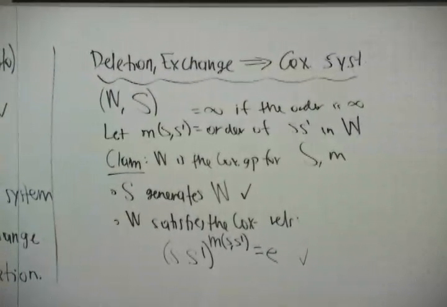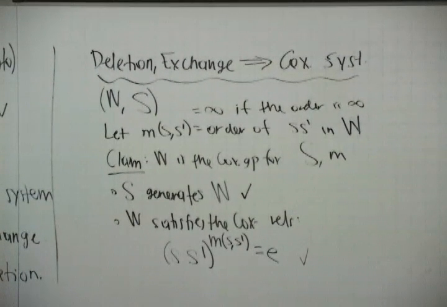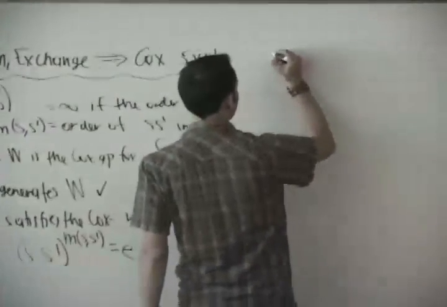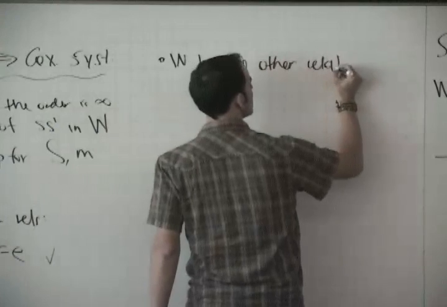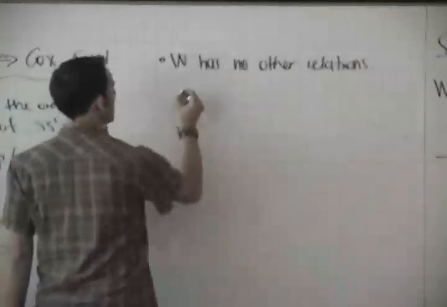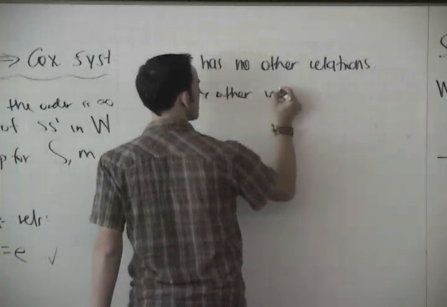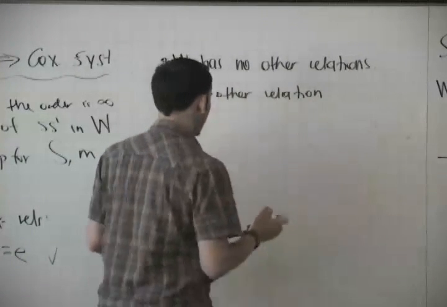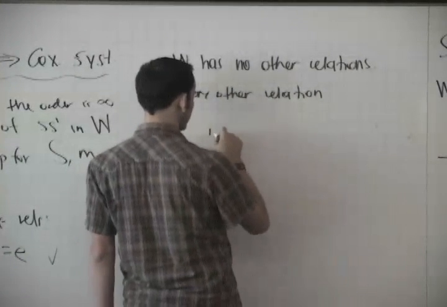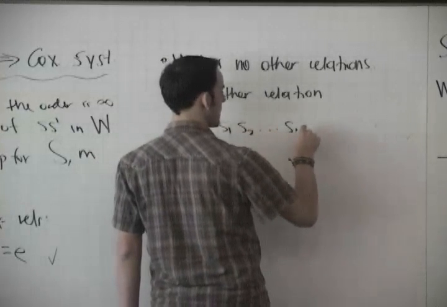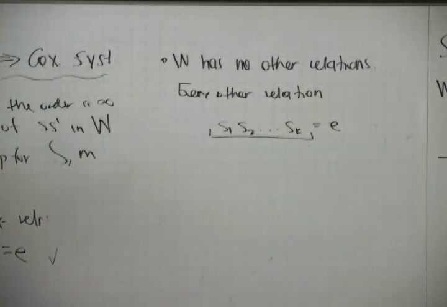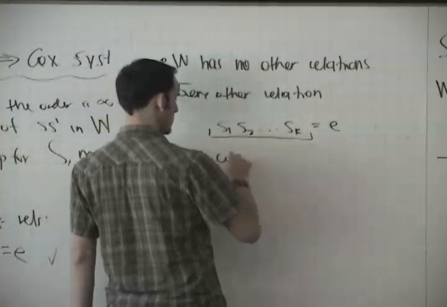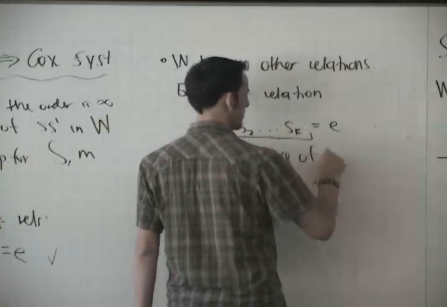And so the tricky thing, as it was the tricky thing in every homework problem, is how do you make sure that this is enough? So that's the third and key step, which is that W has no other relations. In other words, every other relation, something S1, S2, Sk equals the identity. Whenever you have a relation in your group W like this, then the only reason that relation holds is because it's a combination of the Coxeter relations. Every other relation is a consequence of the Coxeter relations.